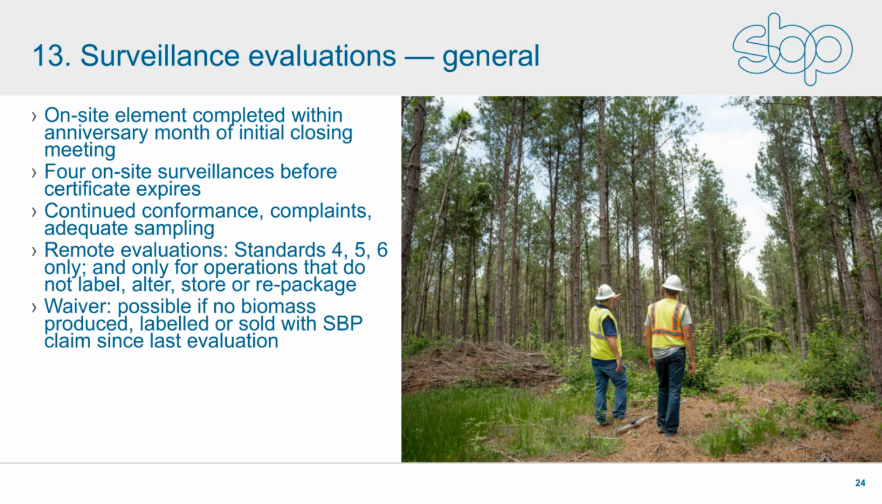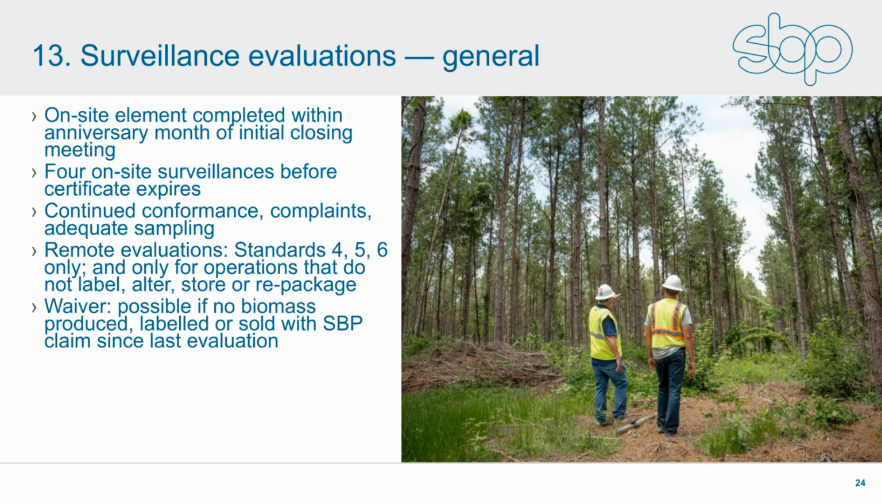Section 13 covers the general requirements for surveillance evaluations. A surveillance evaluation is a periodic review that monitors the certificate holder's continued conformance with the applicable SBP standards. The on-site element must be completed before the end of the anniversary month of the initial evaluation closing meeting. So, if the initial closing meeting was in January, the first surveillance must be completed by the end of the following January. Certification bodies may request an alternative anniversary month from SBP where it helps with efficient scheduling.